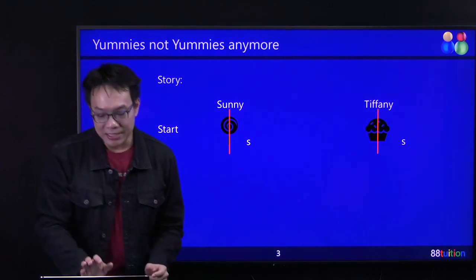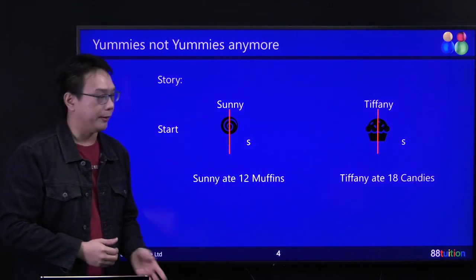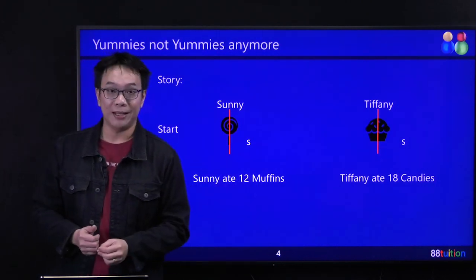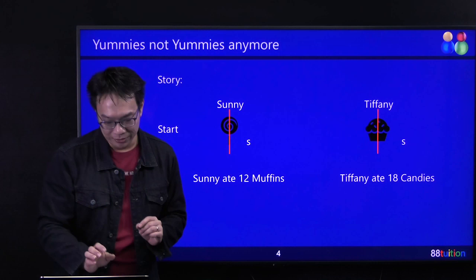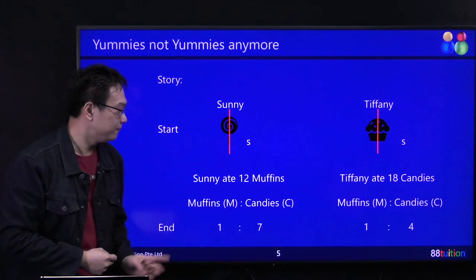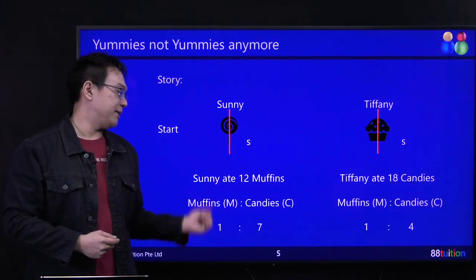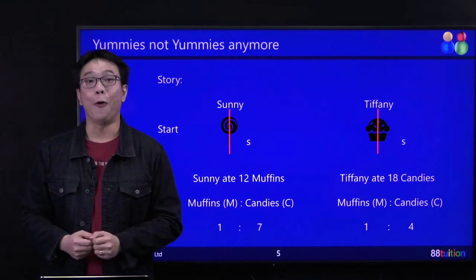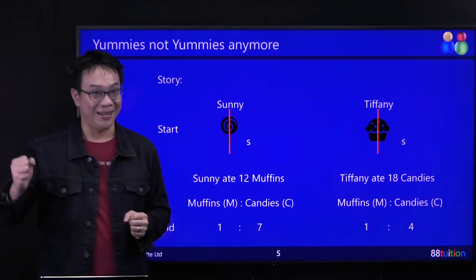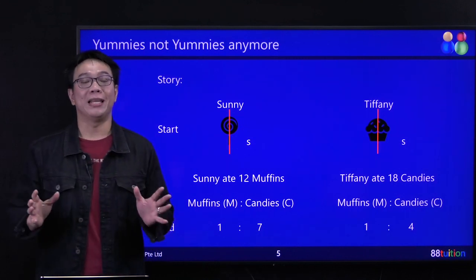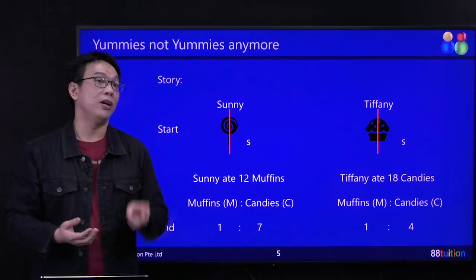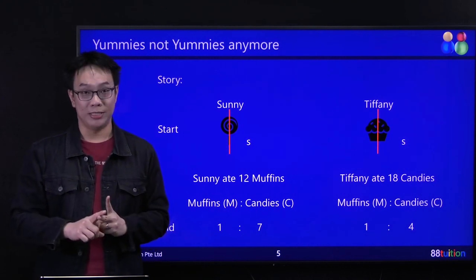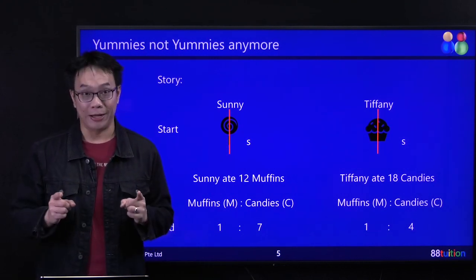Then what happened? They spent their time eating. Sunny ate 12 of the muffins and Tiffany ate 18 of the candies. Then at the end of the day, Sunny's muffins to candies is 1:7 and Tiffany's muffins to candies is 1:4. Got it? Excellent. I'll be attempting this question with two different approaches. Number one is drawing of model, and number two is units and parts. So let's go right now.